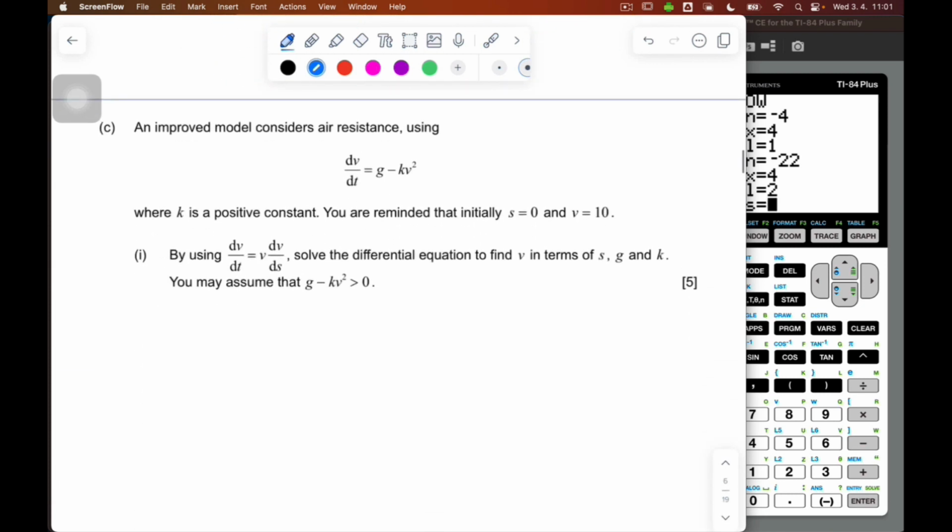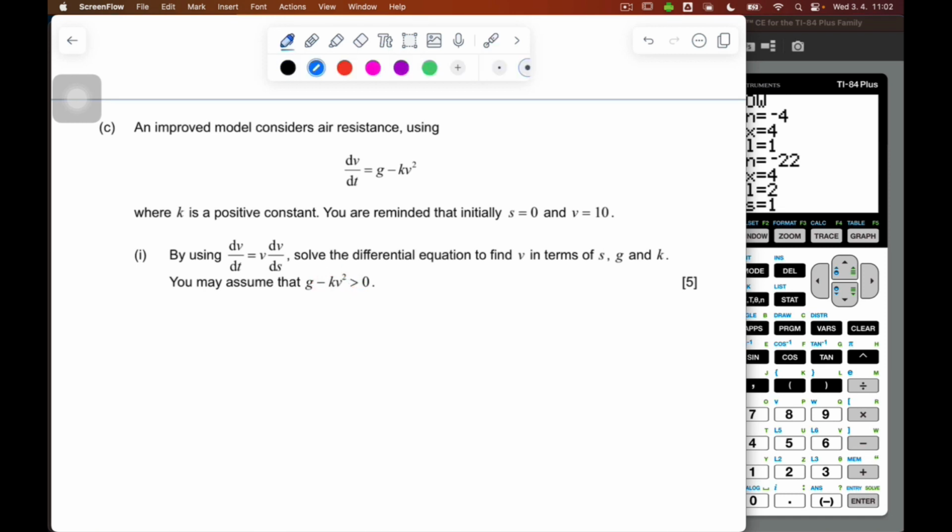All right, so then in part C, they give us a brand new model to consider. K is a positive constant, G is still gravity, S and V are still 0 and 10. By using the chain rule idea here, solve the differential equation for V in terms of S, G, and K. You may assume that this quantity is bigger than 0.